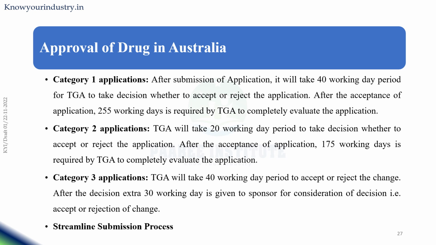Coming to category 3 application, these are applications which are submitted to bring a post-approval change to quality data of registered medicine. These applications has single processing period. TGA will take 40 working day period to accept or reject the change, and after the decision, extra 30 working days is given to sponsor for consideration of decision, that is accept or rejection of the change.